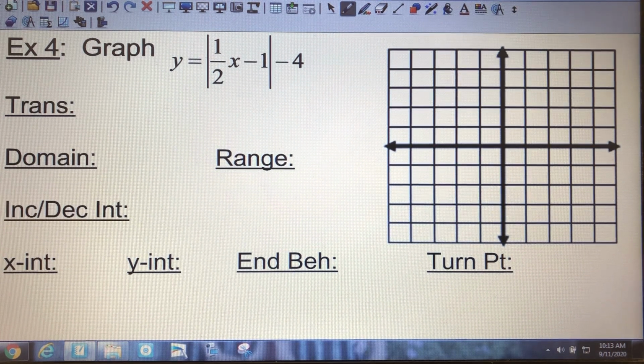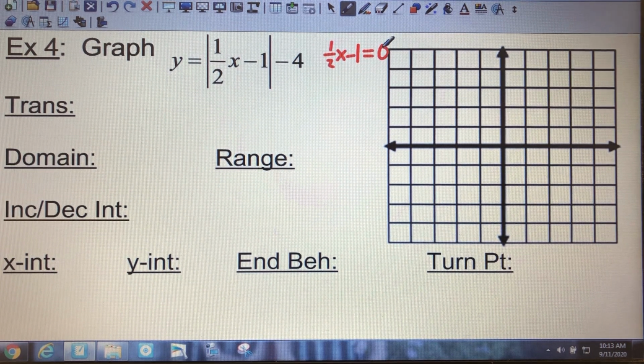So again, set that inside equals 0. It's kind of where you want to start. So that 1/2 x minus 1 equals 0. So you would add the 1 to both sides, and then multiply by 2 both sides, and you get x equals 2. That's your axis of symmetry.